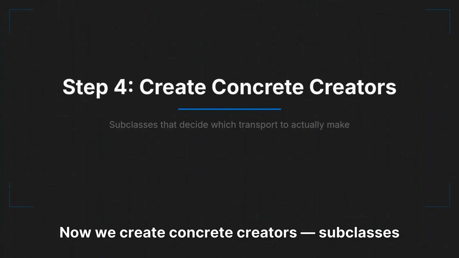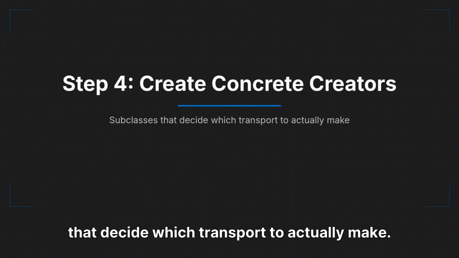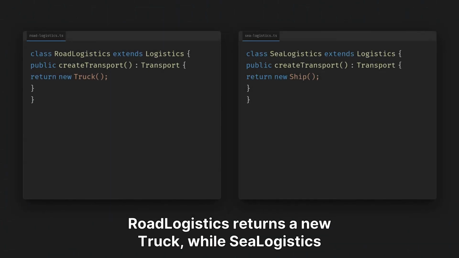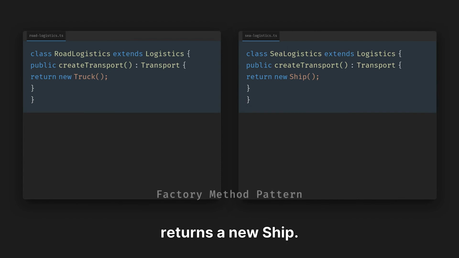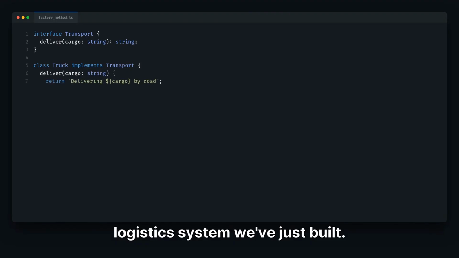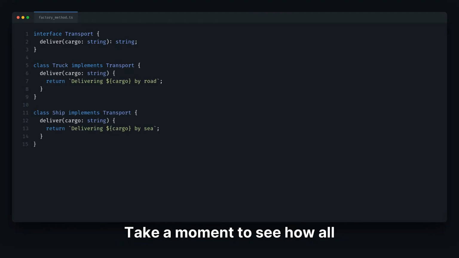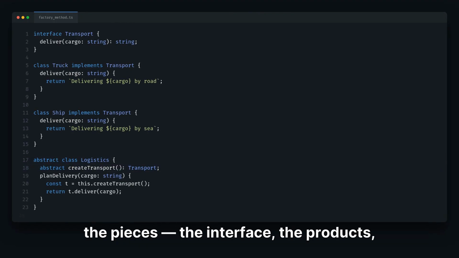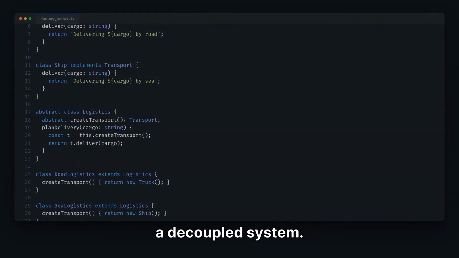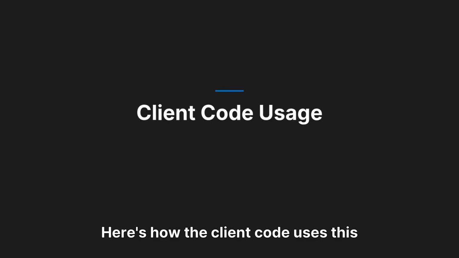Now we create concrete creators, subclasses that decide which transport to actually make. RoadLogistics returns a new Truck, while SeaLogistics returns a new Ship. Simple and decoupled. Here is the complete code for the logistics system we've just built. Take a moment to see how all the pieces, the interface, the products, and the creators fit together into a decoupled system.